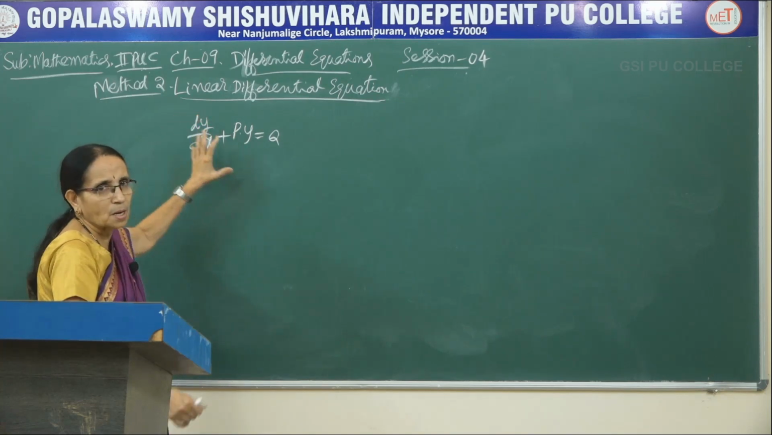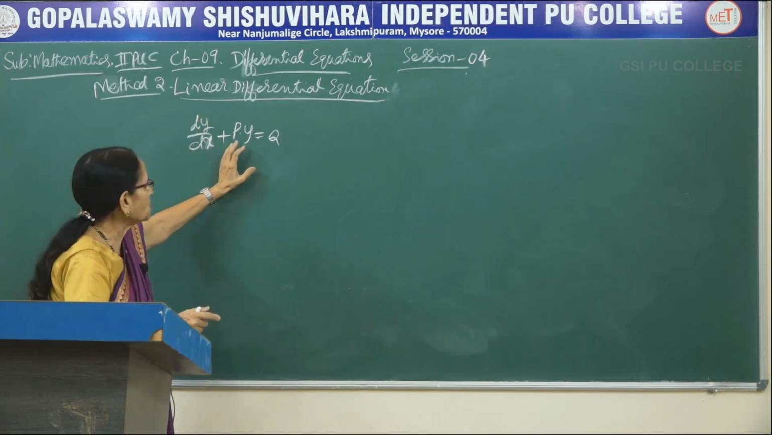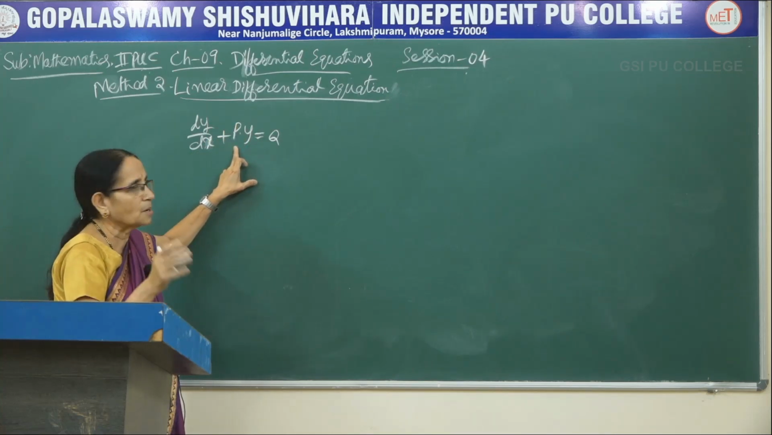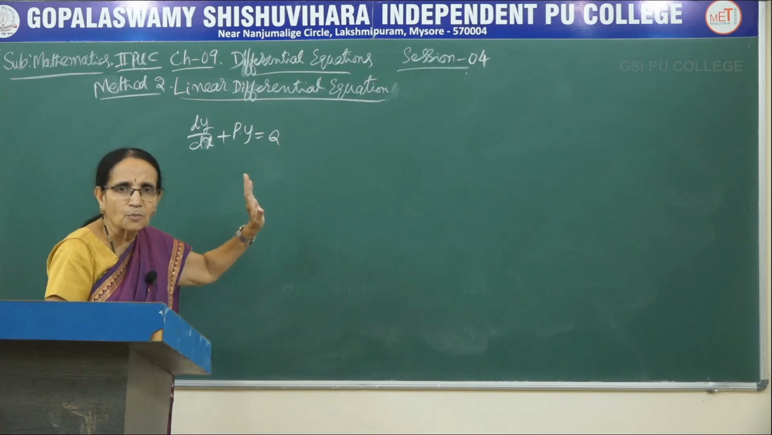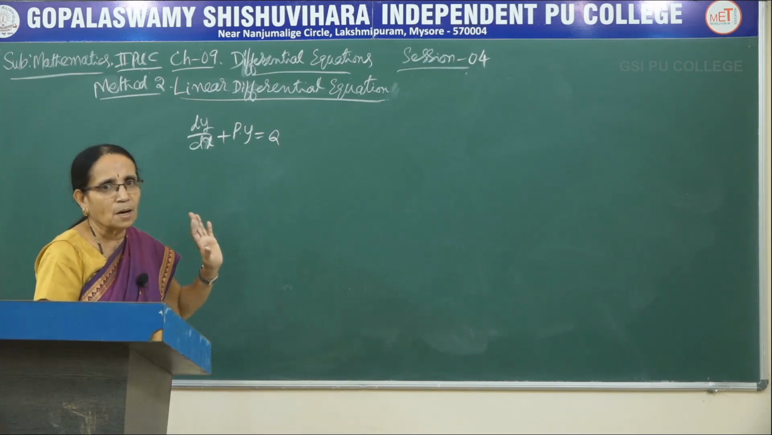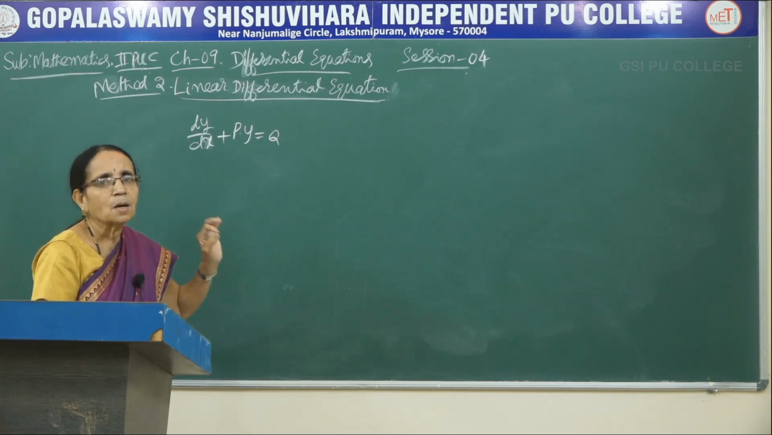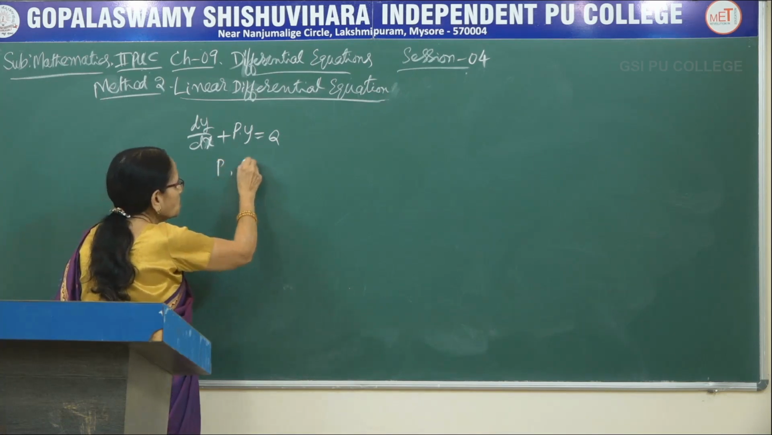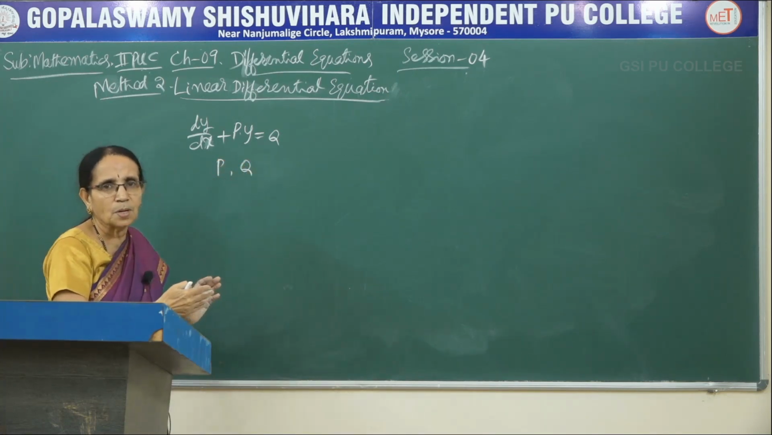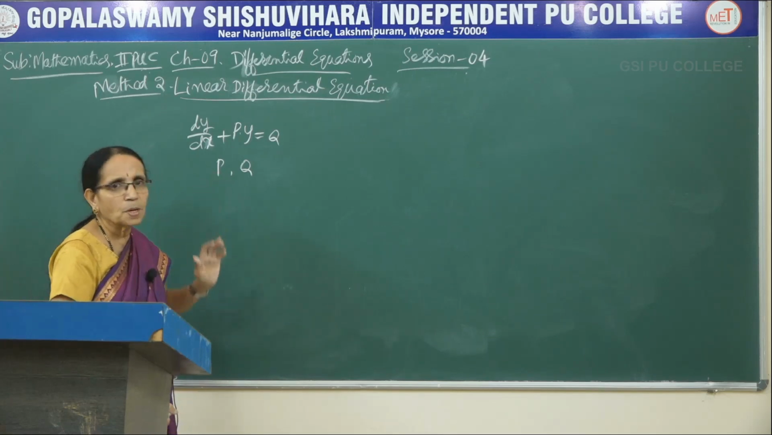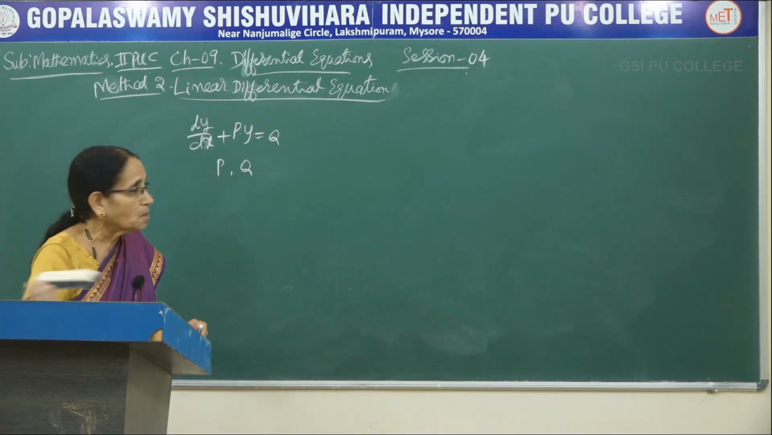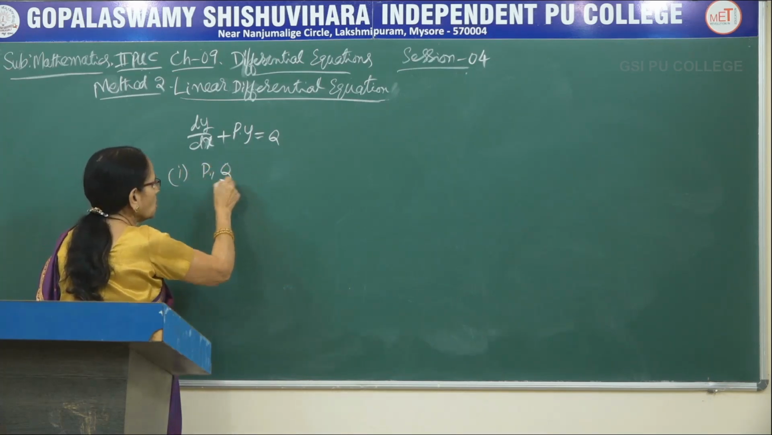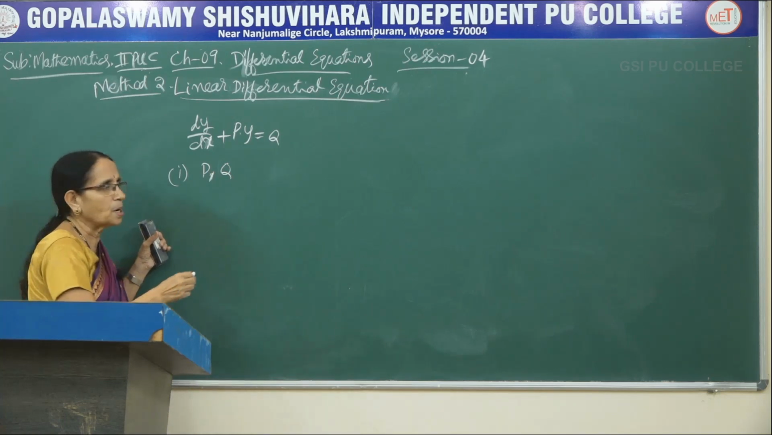dy by dx should be separated, whose coefficient is unity, plus some function into y, that function should contain only x, or it has to be a constant, and q would be either a function of x, or it would be a constant. If it is not directly there, bring it to that particular form. Then you have to find out what p is and what q is. When it has come to that form, write what p is and what q is. Then the first step is to find the values of p and q. Identify the values of p and q.